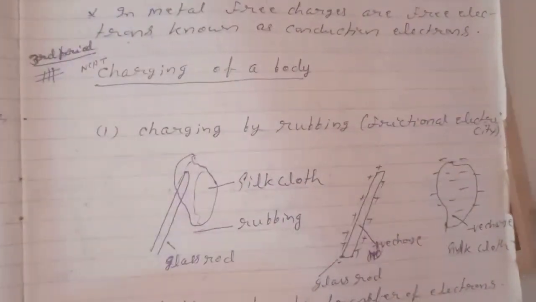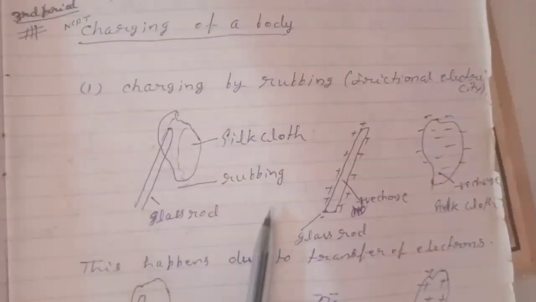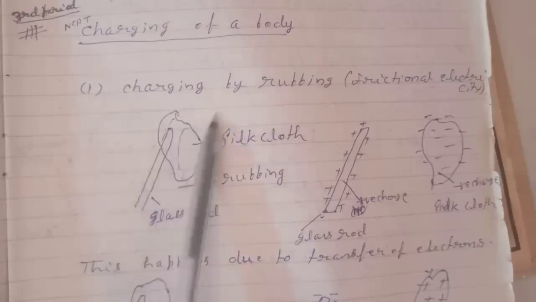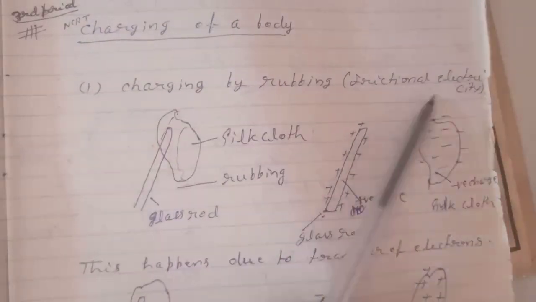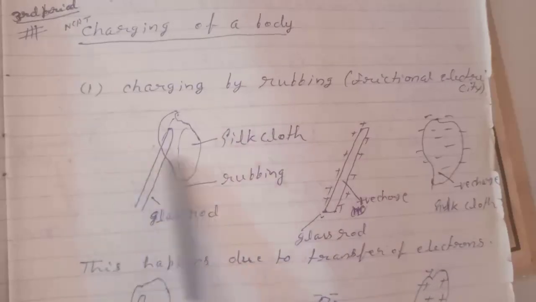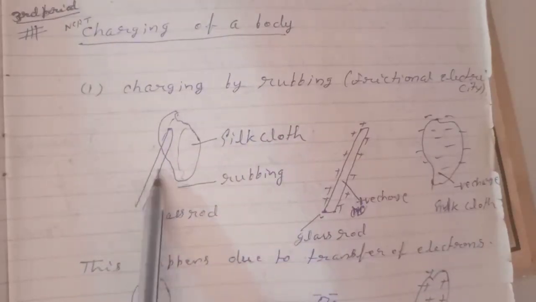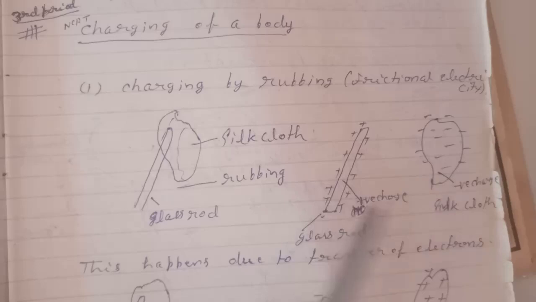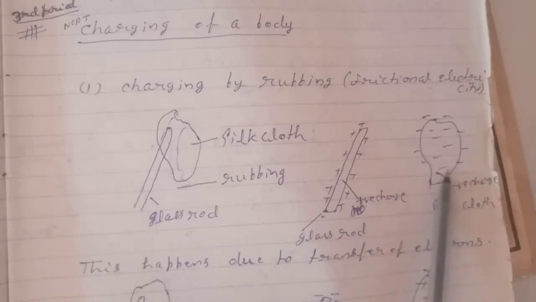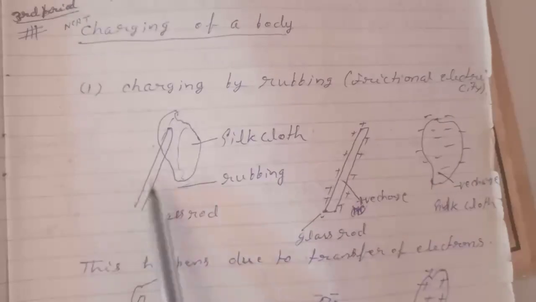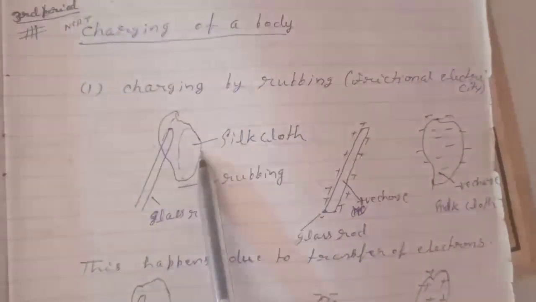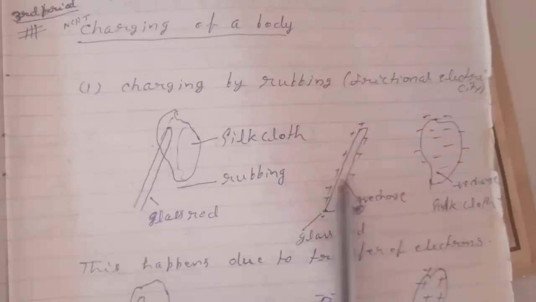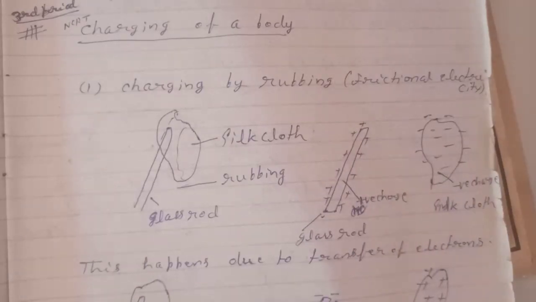Now, charging of a body. There are different methods for charging a body. First is charging by rubbing, called frictional electricity. For example, here a silk cloth and a glass rod are rubbed with each other, and after that the glass rod becomes positively charged and the silk cloth becomes negatively charged. That is, electrons are transferred from the glass to the silk cloth. So the silk cloth becomes negatively charged and the glass rod becomes positively charged. This is due to the transfer of electrons from one body to another body.